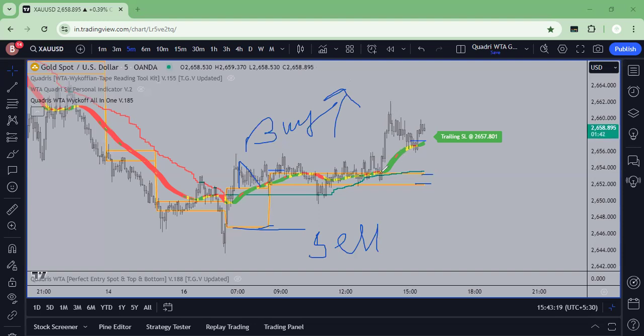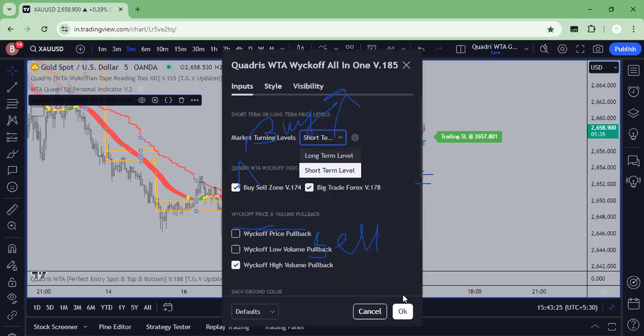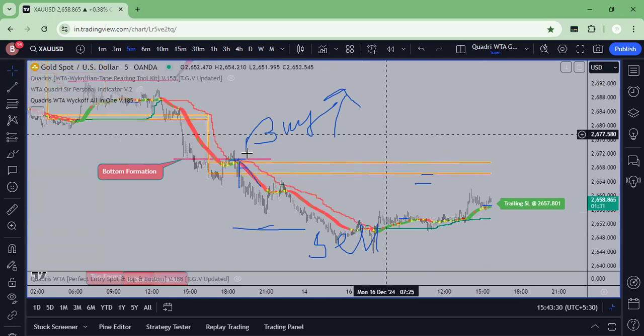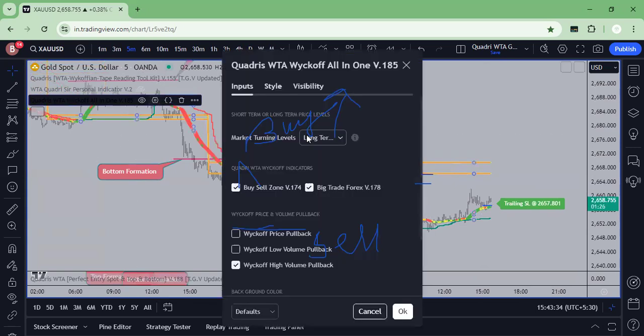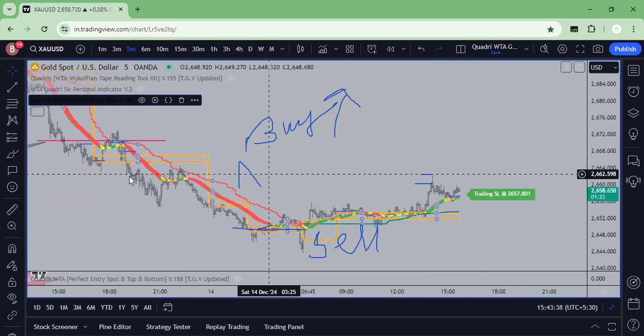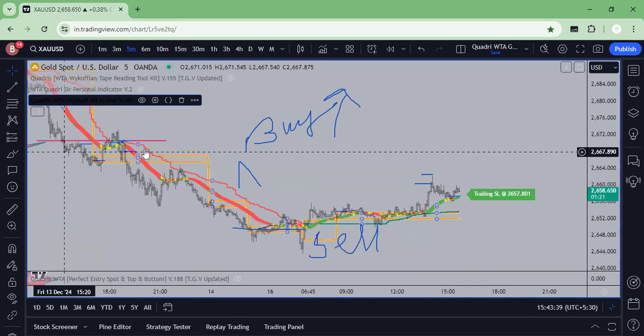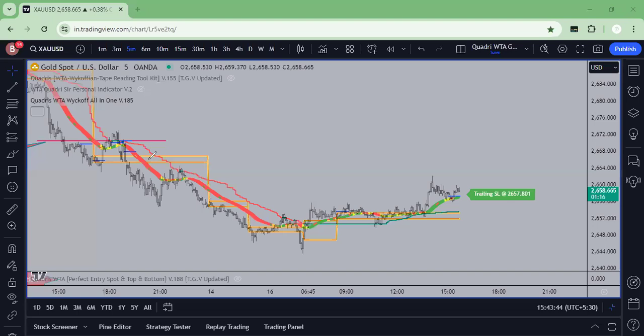Simple and straightforward. And it comes with different things, for example, short-term levels and long-term levels. If you apply long-term and short-term levels, you would get more frequent trades based on this one. So you can plan your trades if you want to use buy and sell zone version 174.